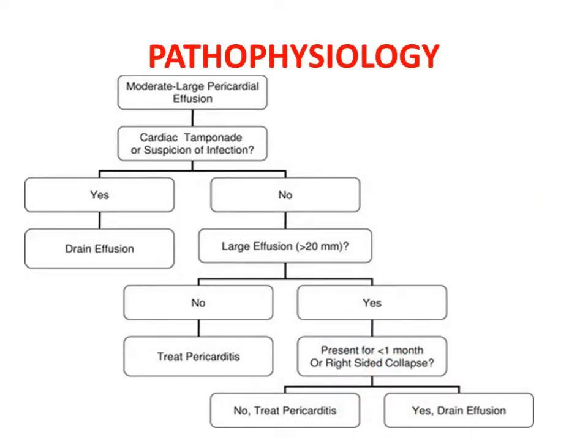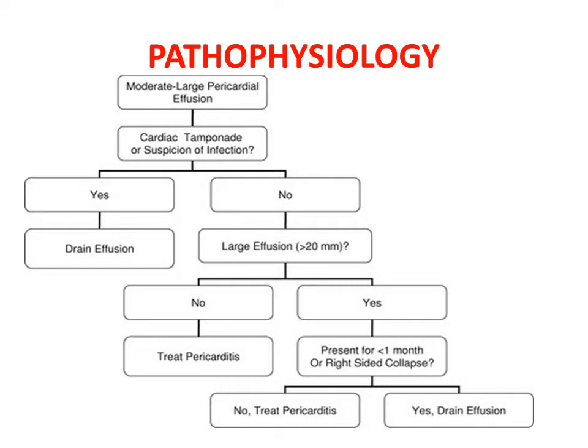And coming to the management, due to a moderate or large pericardial effusion, there may be occurrence of cardiac tamponade or suspicion of infection. If there is any suspicion of infection, we should try to drain the effusion, and if there is no infection but a large effusion of about 20 mm, and if it is not present, we have to treat pericarditis.